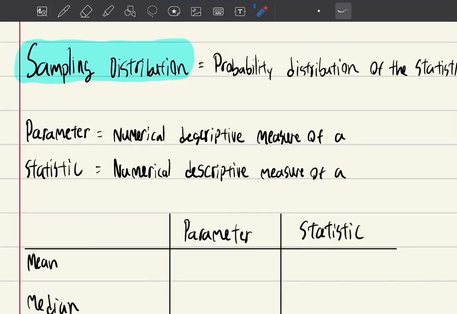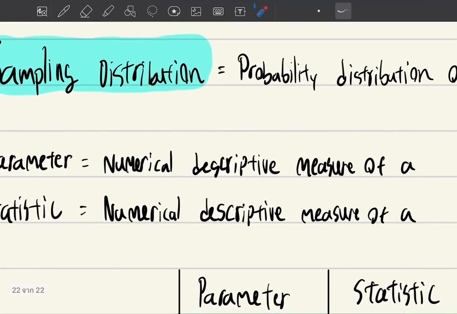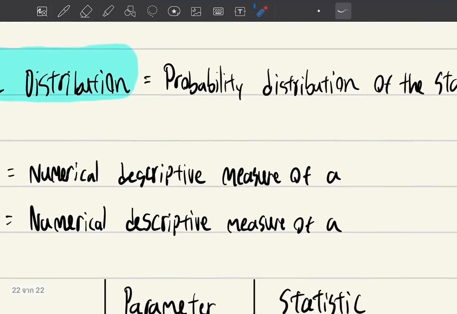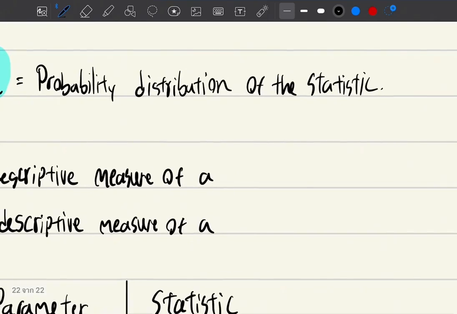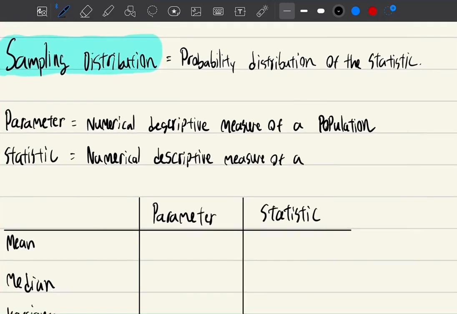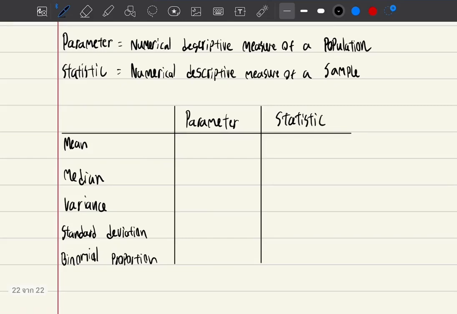We have to know about parameter and statistic. A parameter is a numerical descriptive measure of a population. The statistic is a numerical descriptive measure of the sample.